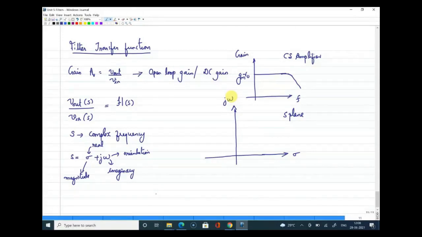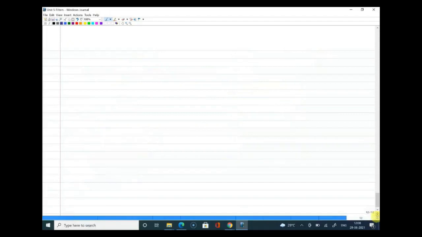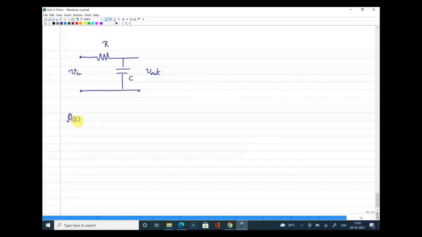To start with, let me take the very simple example of a low pass filter with two components. This is the component R and this is the component C. This is V out and V in. We want to write this as a function of frequency, so I'll write this as H of s. What is H of s? H of s is output divided by input.